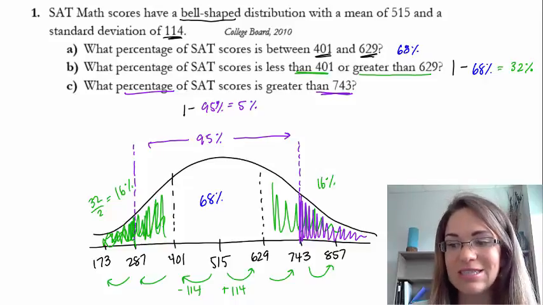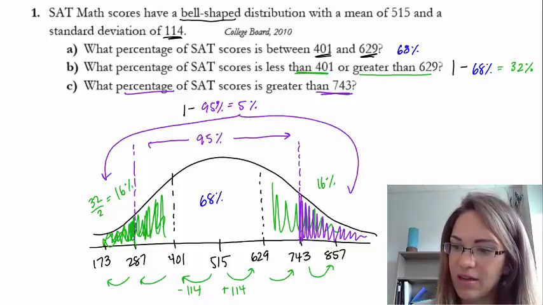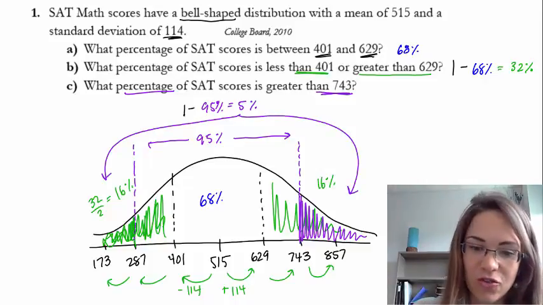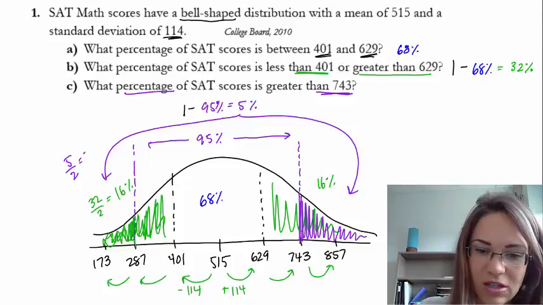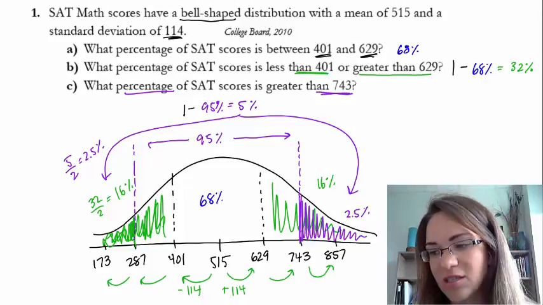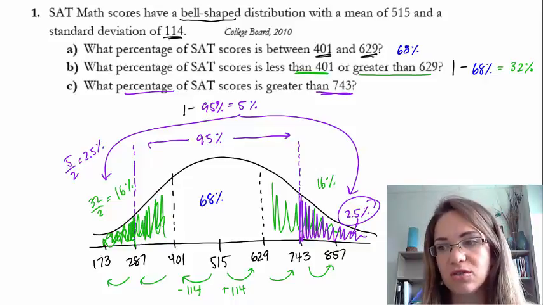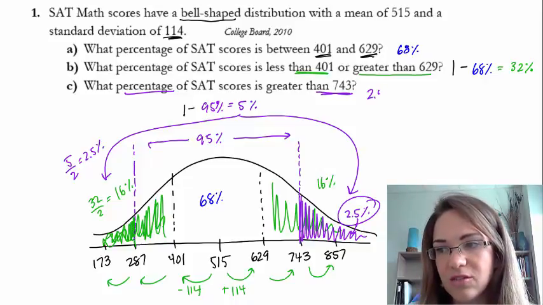That 5% needs to be split up into the 2 tails. So here's one and here's another tail. So 5% divided by 2, that's 2.5% on the left and 2.5% on the right, which is what we wanted to find. So the answer, the percentage of SAT scores greater than 743, is 2.5%.